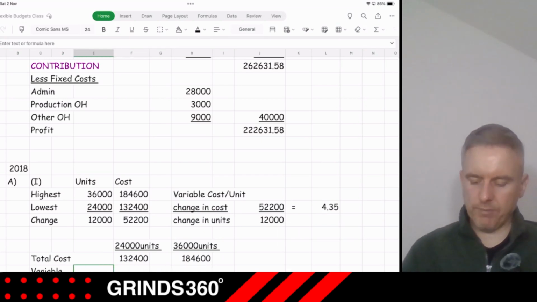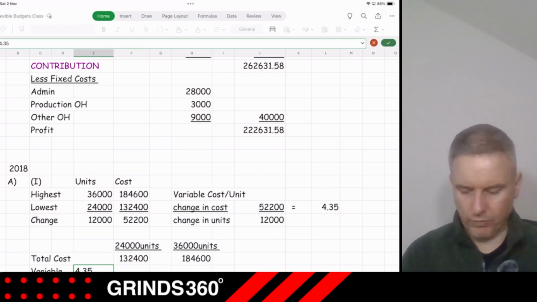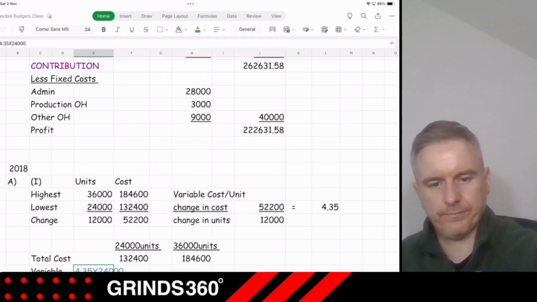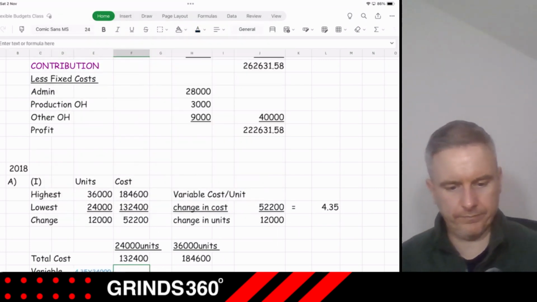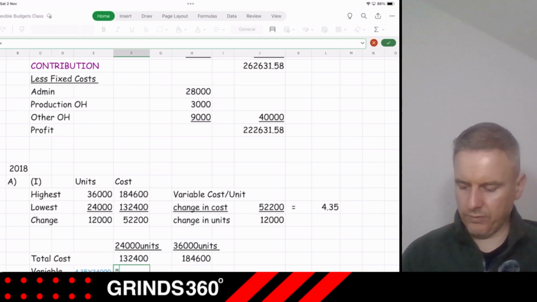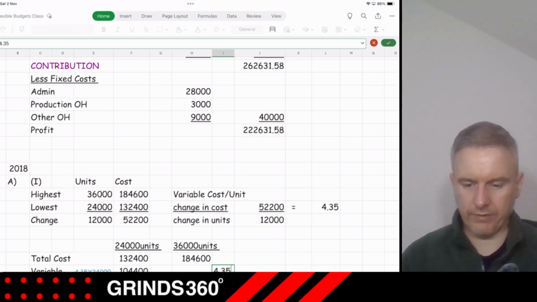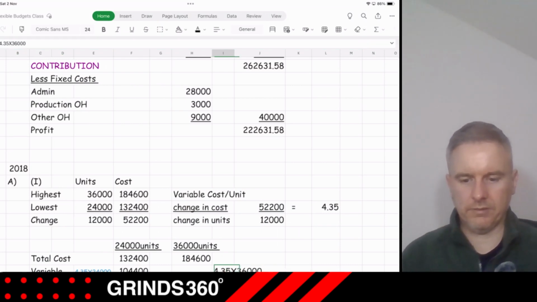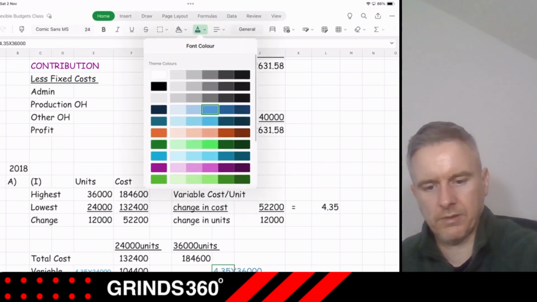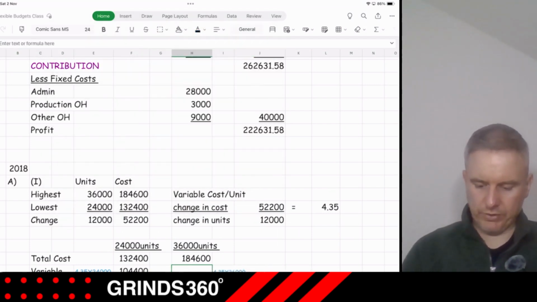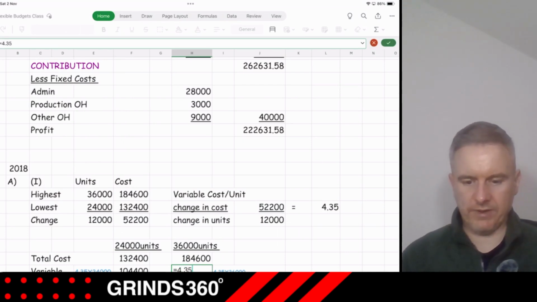How are we going to get the variable? We're going to say €4.35 multiplied by the 24,000. So 4.35 multiplied by 24,000. And then here, what am I going to do? 4.35 multiplied by 36,000. So again, just keeping it nice and simple, but you're putting in your notes for yourself each time.